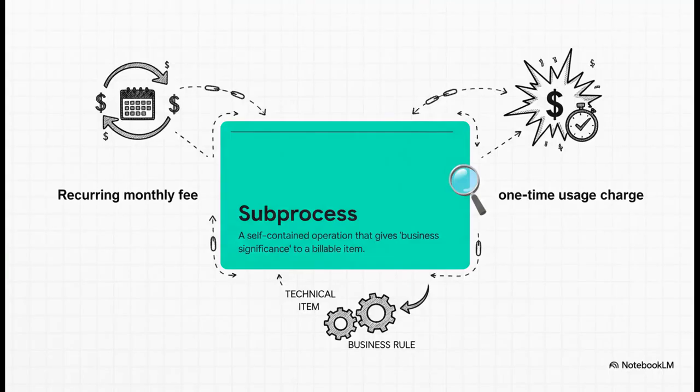Now, okay, here's the official textbook definition. A subprocess is a self-contained processing operation that gives business significance to a billable item. What does that actually mean? It's the rule. It's the little tag that tells the system, hey, this thing right here, this is a recurring monthly fee, so treat it like one. Or this other thing is a one-time usage charge, handle it this way. It's the critical link between a technical line item and what it means to the business.